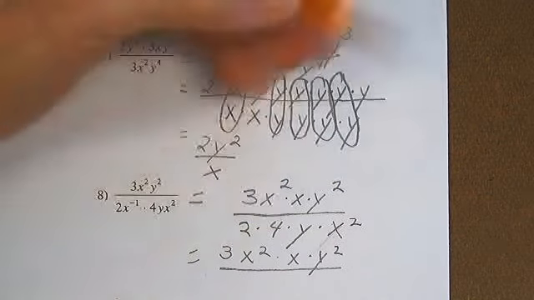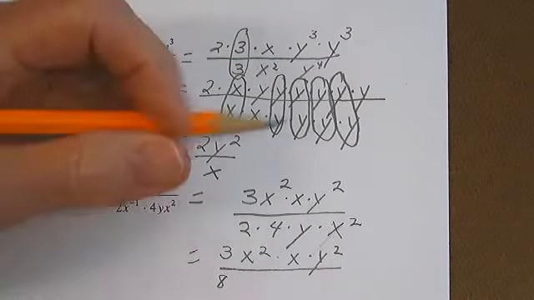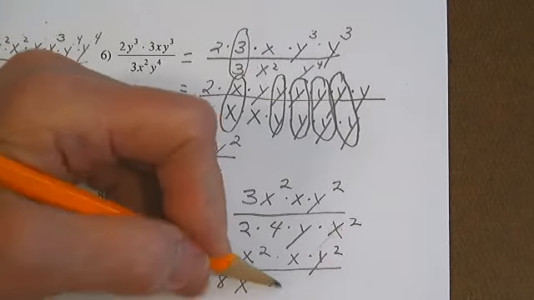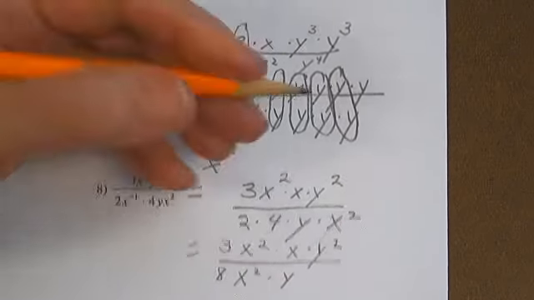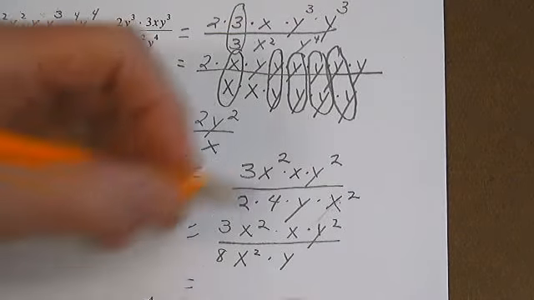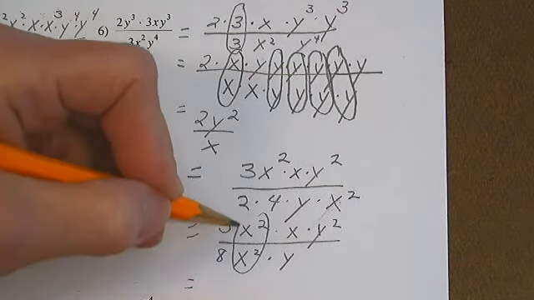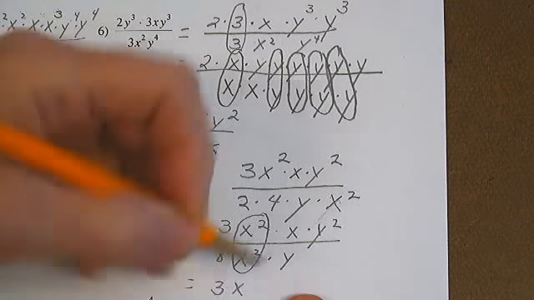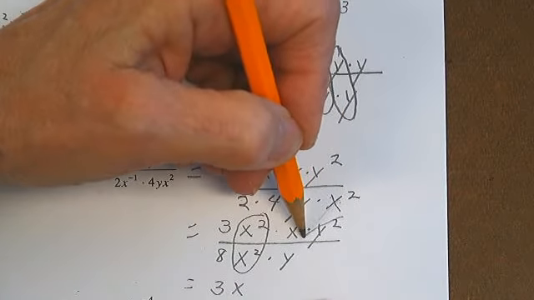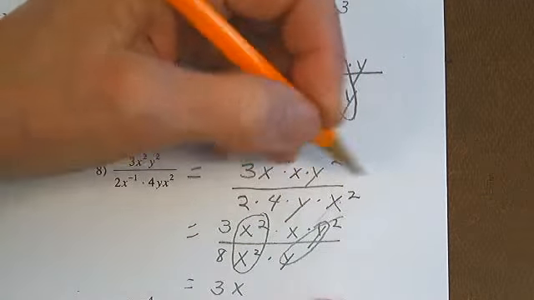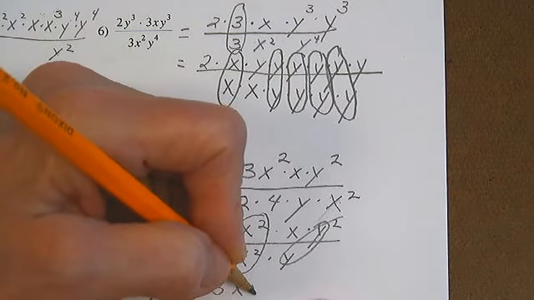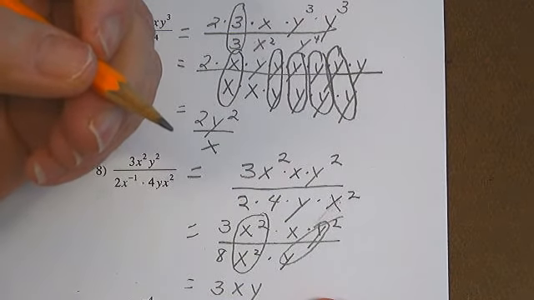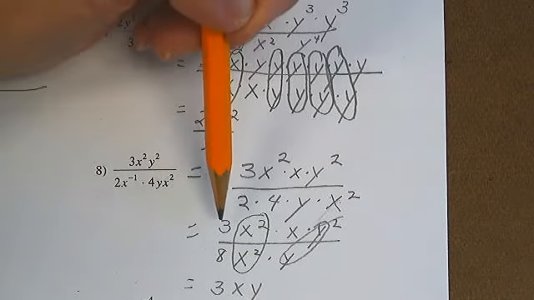over 2 times 4 is 8 times x squared times y, which is the same as 3 times x times y, and we're done. Do you see how I did that?